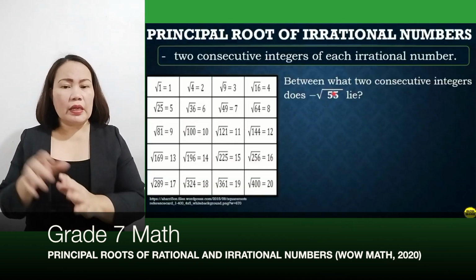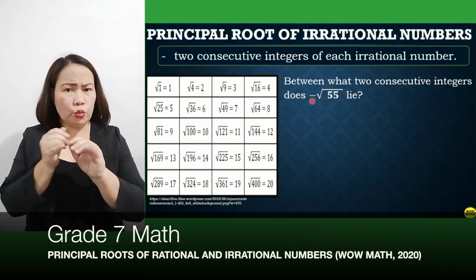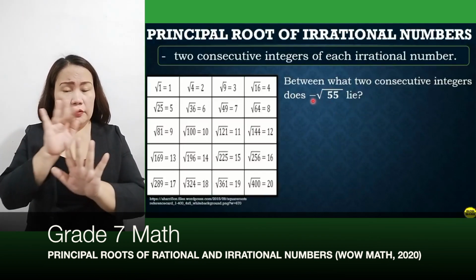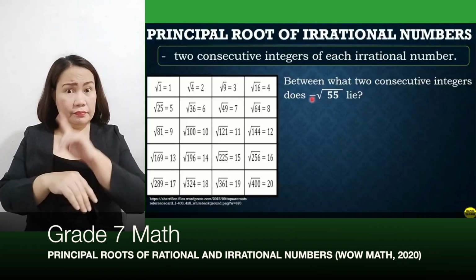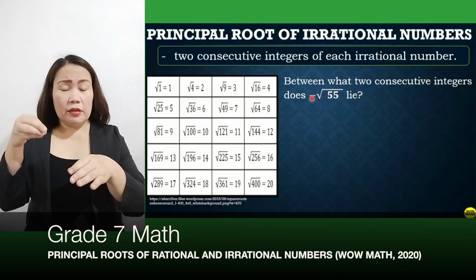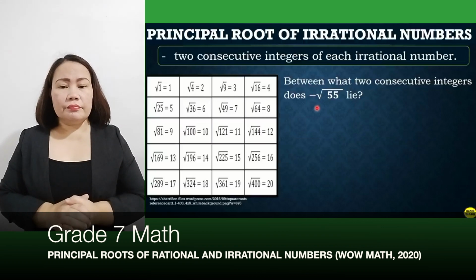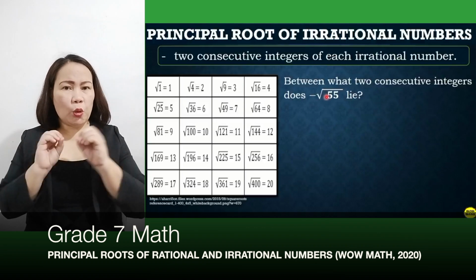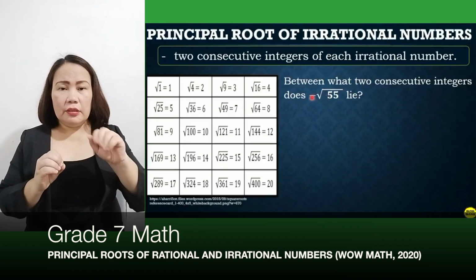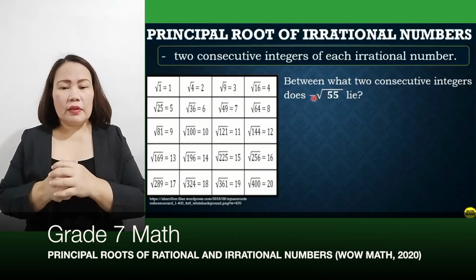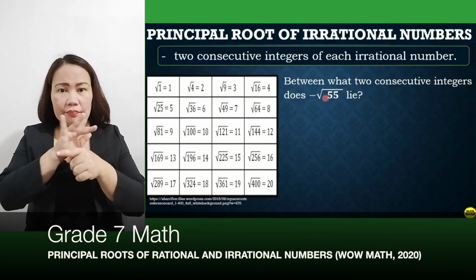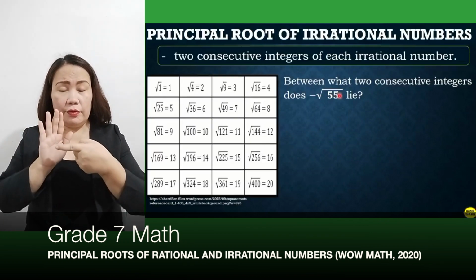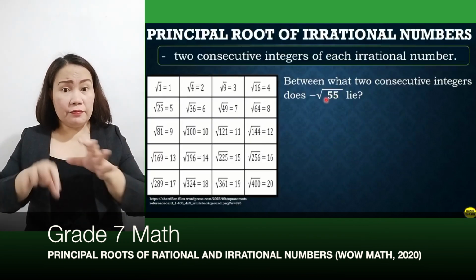I have here, between what two consecutive integers does negative square root of 55 lie? So, here, the negative is on the outside. What is impossible is when the negative is inside. That is imaginary. So, we don't have that, where the negative, rather, is inside our square root, because we do not have the square root of negative 55. Okay? We do not have a square root of negative 55.